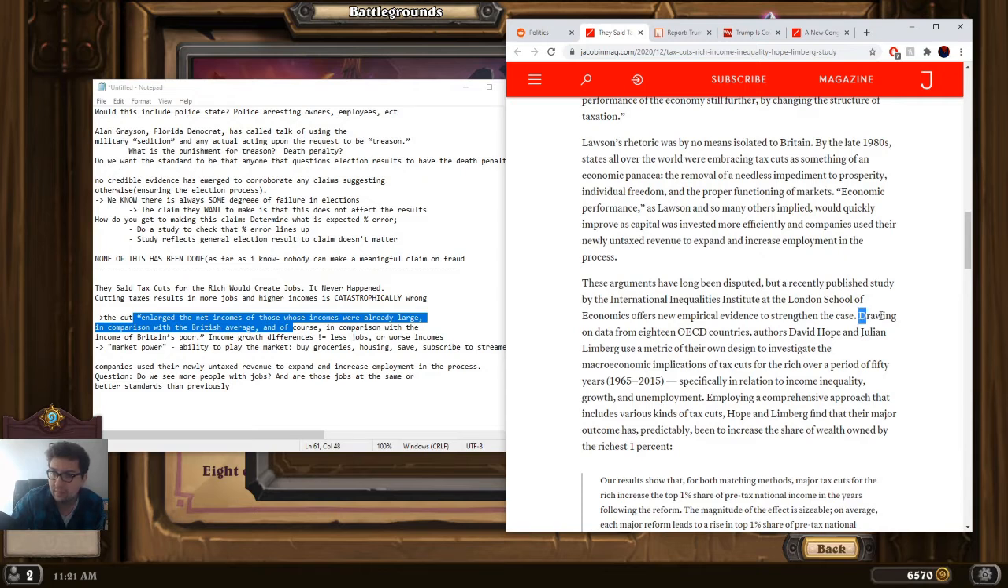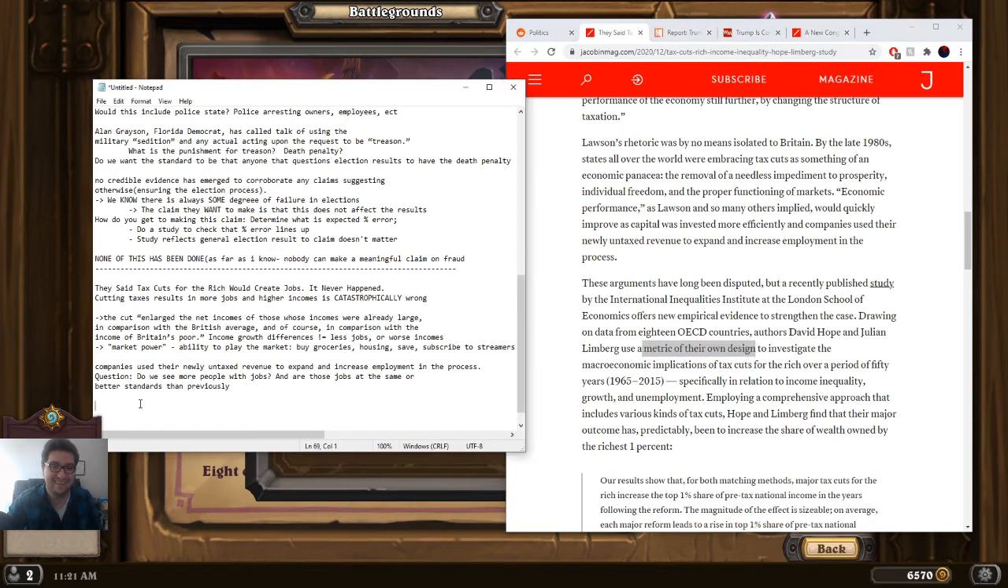Drawing on data from countries, use a metric of their own design. What does that even mean? Can I make one? I want my metric to be... my metric will be number of stuffed animals per capita. What is going on? You can just make up your own metrics.